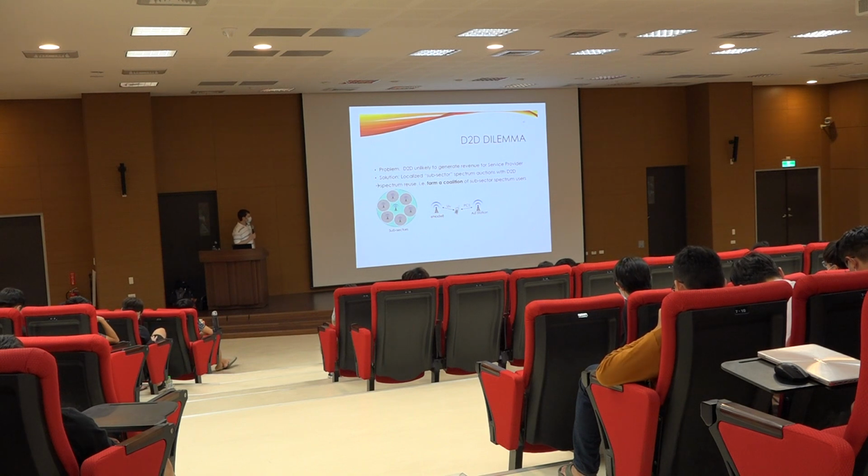So D2D actually, I'll put it this way. On your cell phone, you talk to a base station via a Uu interface. So this Uu interface is how essentially you transmit data to a service provider. And PC5 or Sidelink is how you talk with D2D.